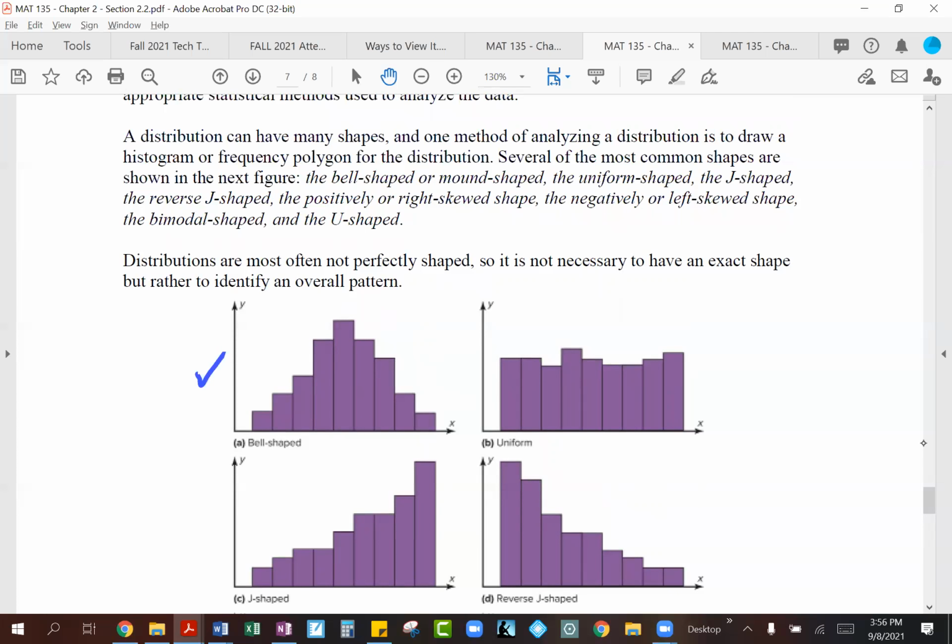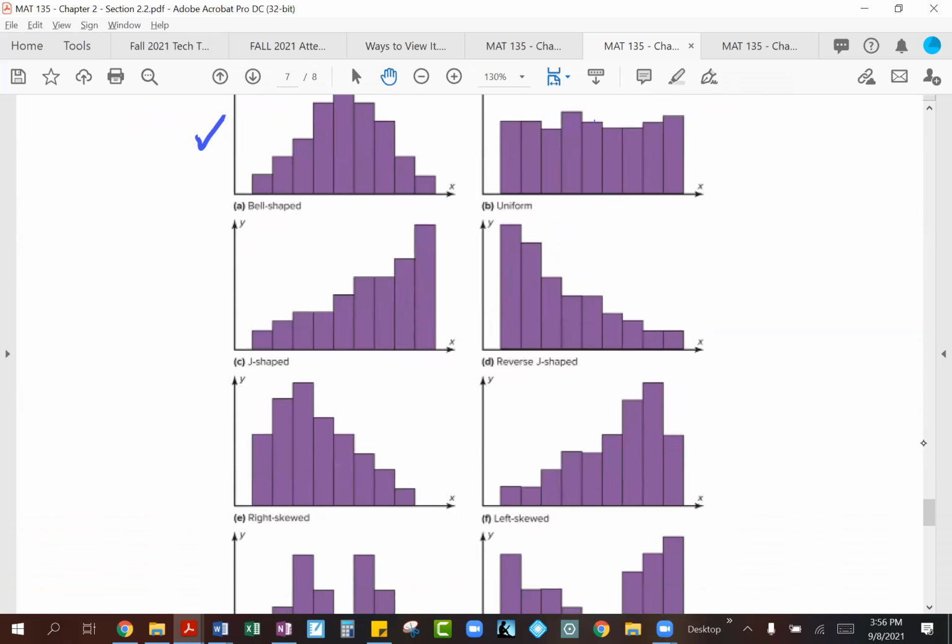Then you've got your uniform. So it's not like each one of your columns are the same height, but you can see they are close enough that we can call them a uniform shape. The J-shaped one, of course, you can see is forming the shape of the letter J.